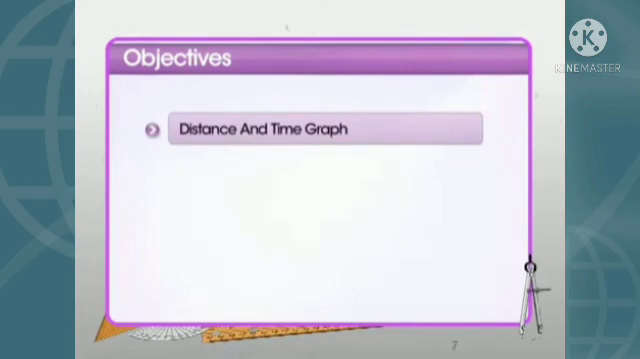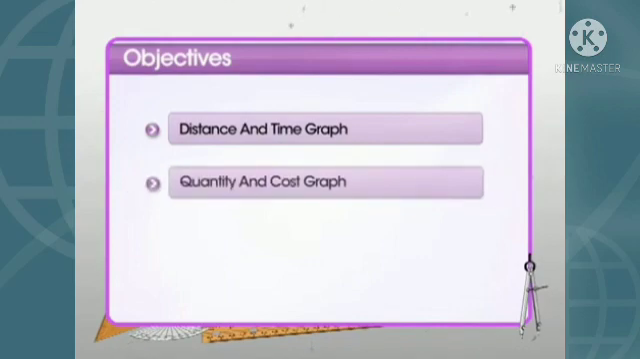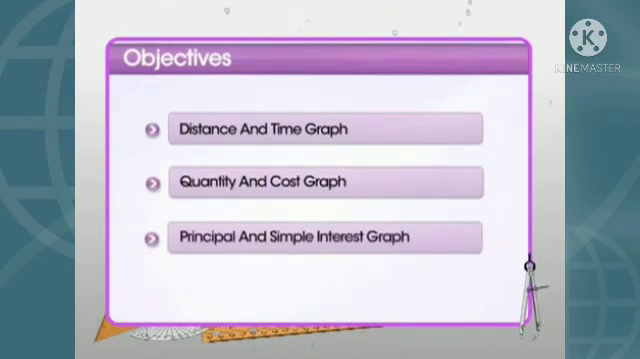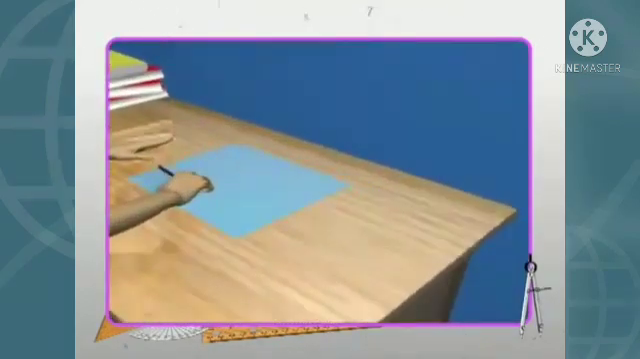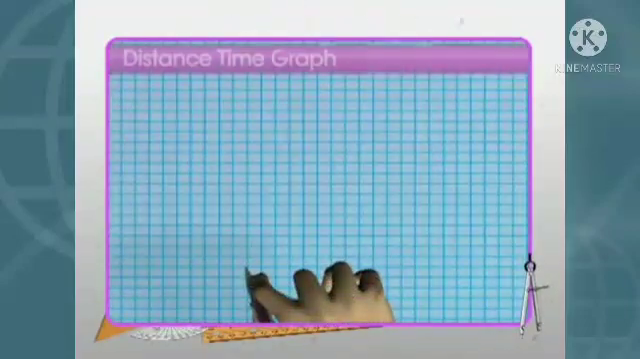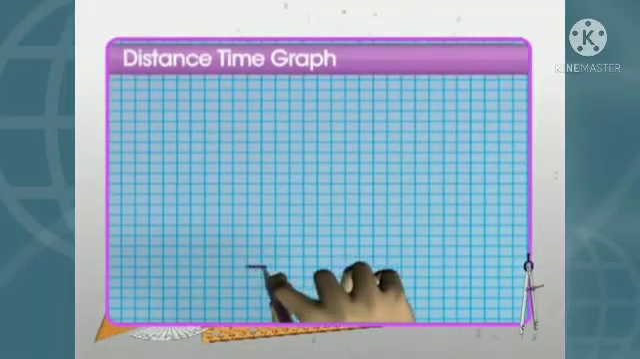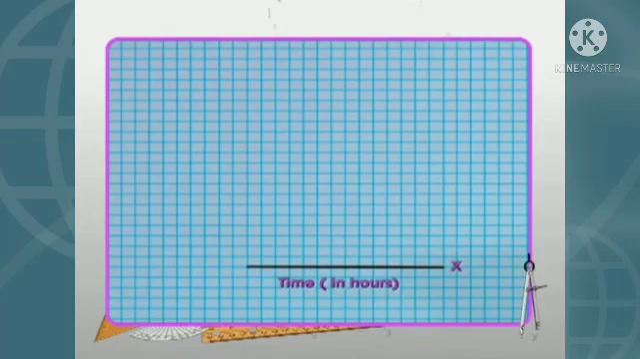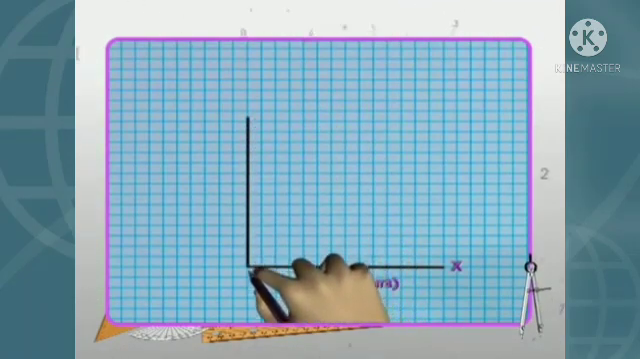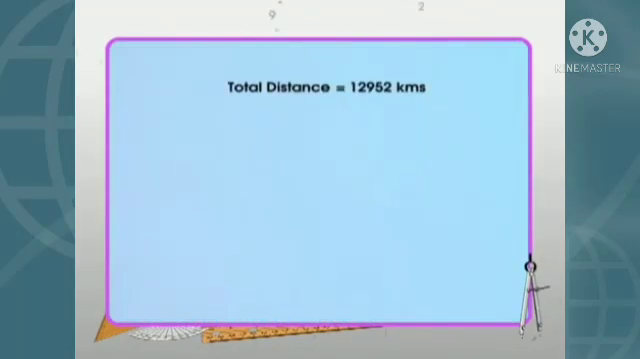Let's find out in this module on linear graphs, where we learn to plot some specific linear graphs like distance-time graph, quantity versus cost graph, and finally, principal versus simple interest graph. In distance-time graphs, time, being the independent variable, is taken on the x-axis or horizontal axis, and distance, being the dependent variable, is taken along the y-axis.